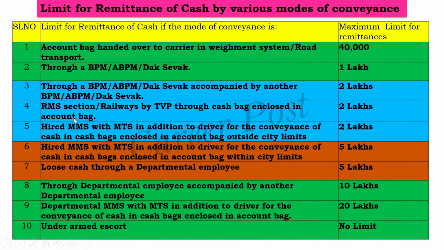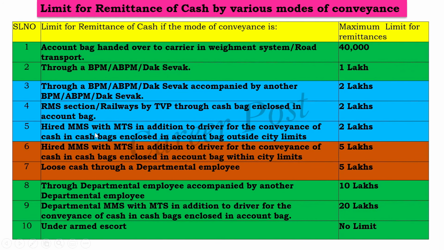Easy to remember. Next one is RMS section, RMS by TVP through cash bag enclosed in account bag. That is 2 lakhs. That means in RMS section it is 2 lakhs. In the railway, RMS section means it is the section in the railway where the mail guard will be conveying the bags. In that section if you send cash means it is up to 2 lakhs.